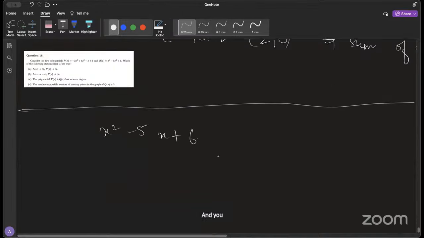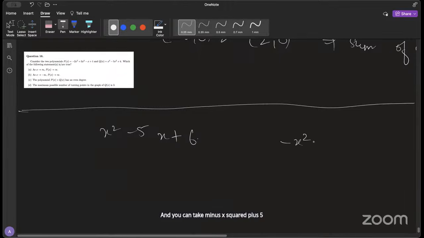And you can take minus x square plus 5x minus 6. But this is not an equation, right? For an equation you'll need an equal to sign. You'll have to write equal to 0.